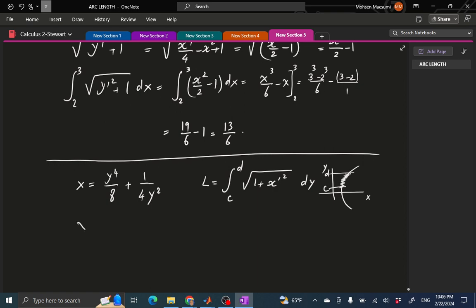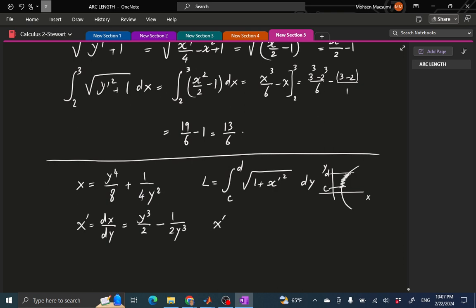So I need x prime. What do we mean by x prime? We mean dx/dy. Well, how do you differentiate? Just as usual, this becomes y^3 over 2, and this becomes minus 1/2 of y^-3. Is that right? Because y to the power of minus 2, I factor minus 2, it simplifies with the 4, I get minus 1/2, and the exponent becomes minus 3.